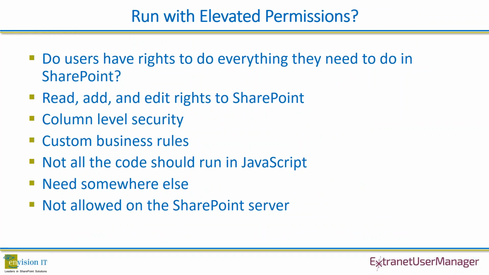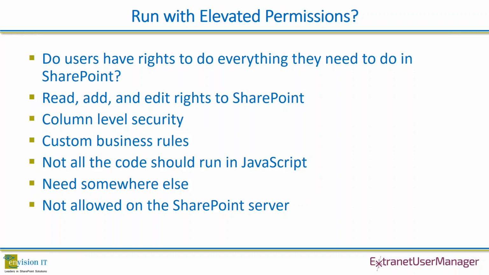I mentioned this previously. There are times where there are things that you want to do that the user doesn't directly have rights to do in SharePoint. Maybe they don't have read or edit rights in the lists. You want to do column level security, some custom business rules, and it would get too complex to try and do that all through out-of-the-box item level security in SharePoint. So it's better to put a wrapper in front of that, and the best way to do that is to build a Visual Studio Web API.